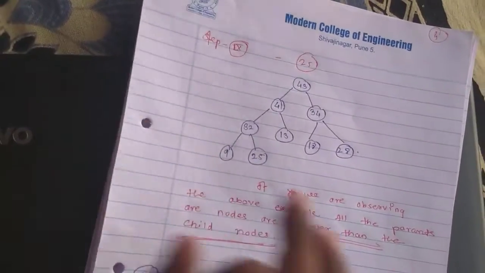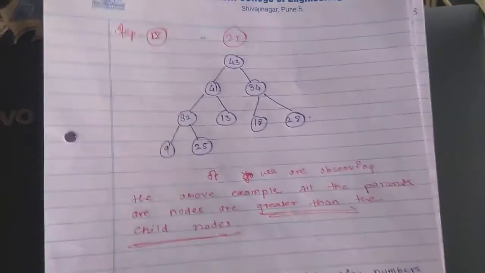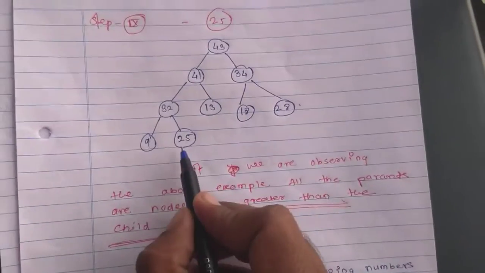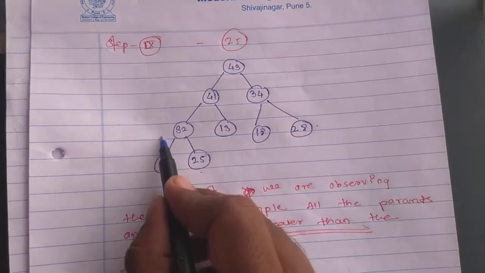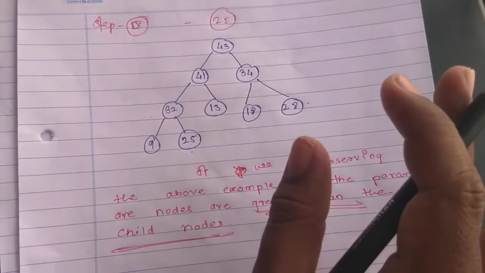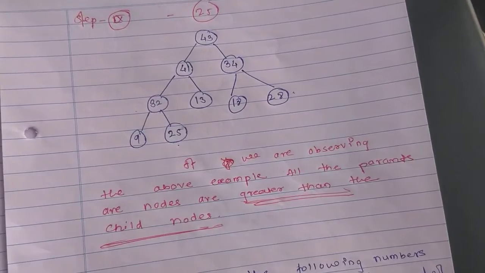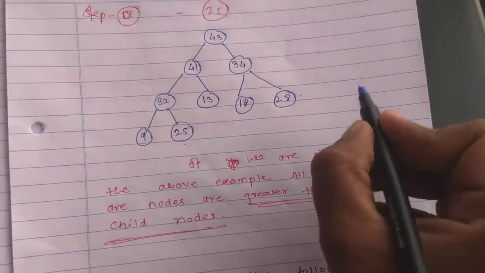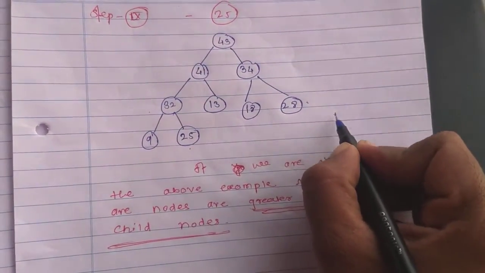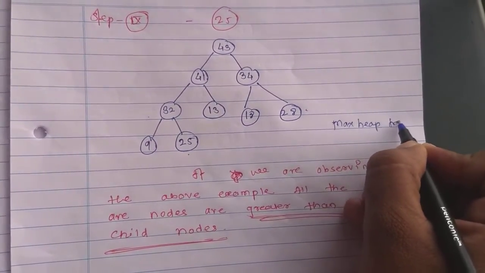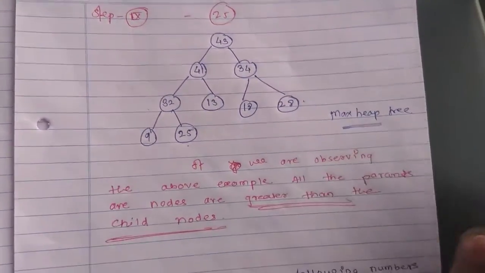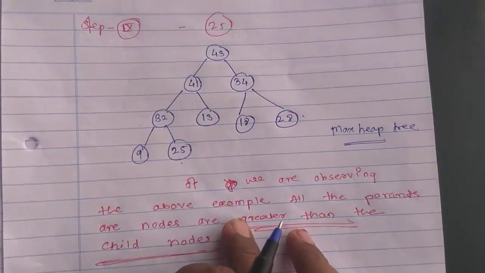Now the next number is 25. We can insert 25 at the right side of the 32. So the 25 is compared with 32. There is no requirement of swapping the elements. So this one is the maximum heap tree. We follow the property of the complete binary tree.